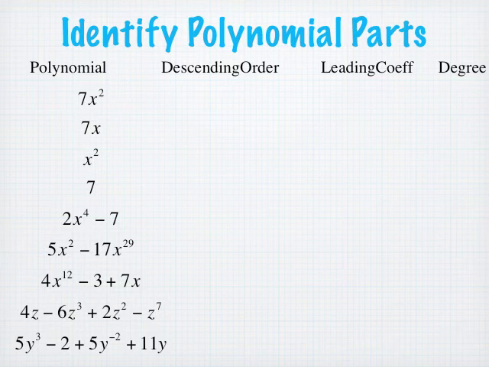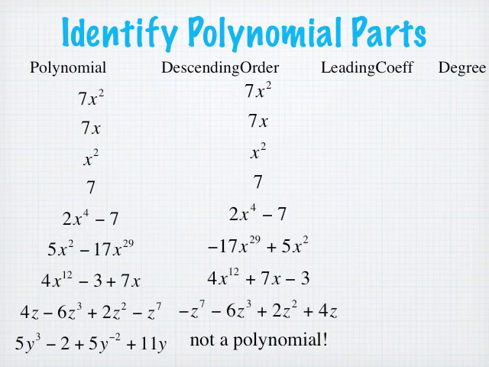Okay, the next one. My x to the 12th needs to come first, so that's good. Then my 7x, then my minus 3. All right, then for the next one, when we have 4 terms, the x to the 7th comes first, and then the z to the 7th, and then the z cubed, and then the z squared, and then the 4z. Now what about that last one? Did you spot it? Not a polynomial. Very good. So these are the polynomials written in descending order.